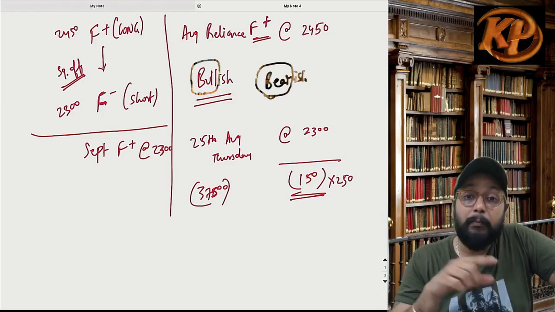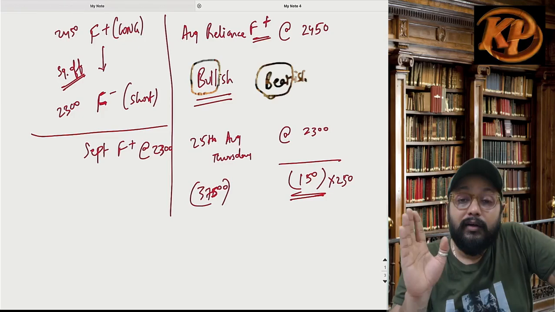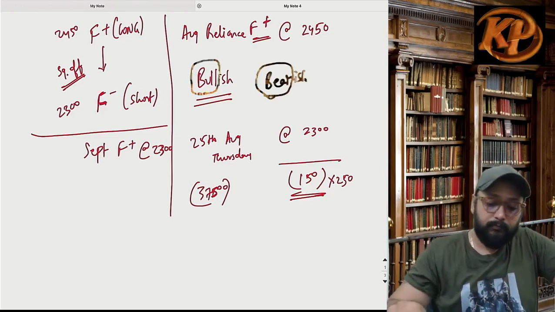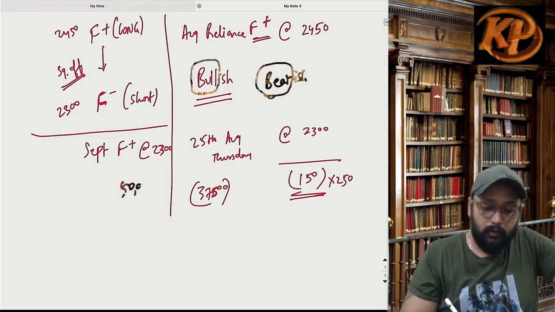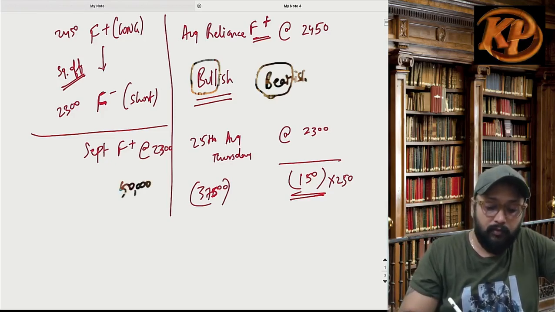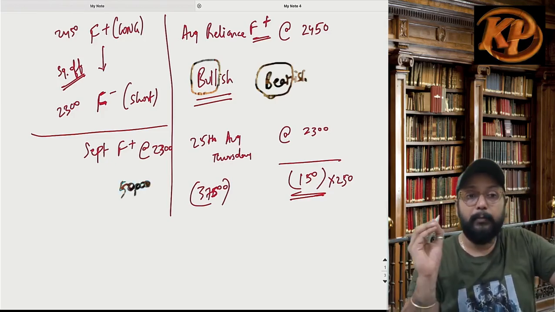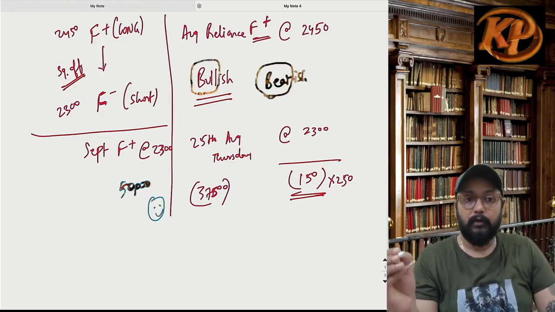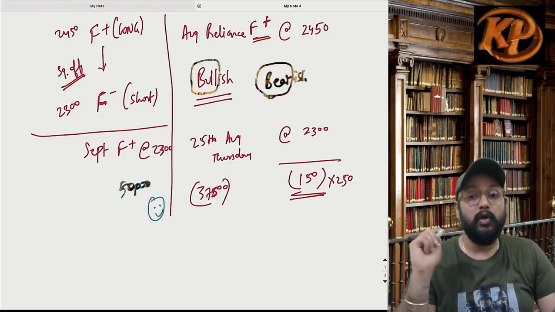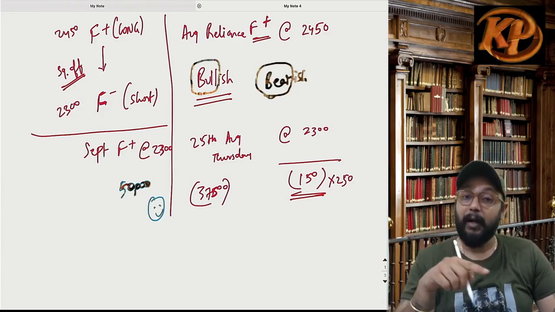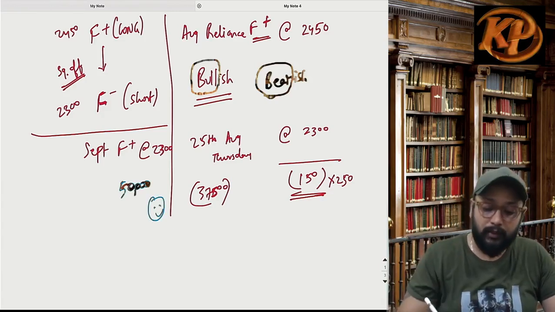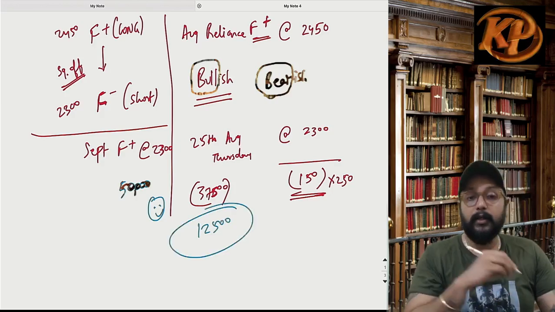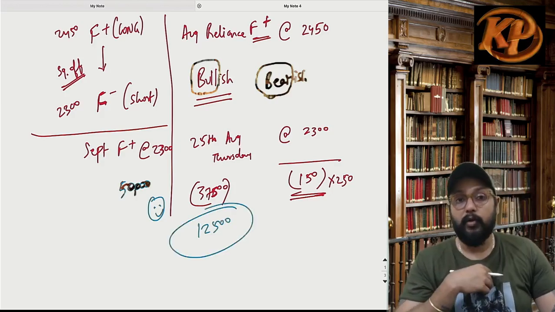Now suppose in the September contract you have a profit of 50,000. Now are you happy? Yeah, now you are happy. Why? Because my loss was 37,500 in the August contract. Now I earned 50,000. So what is the net profit? 12,500 net profit. 12,500 is my net profit.